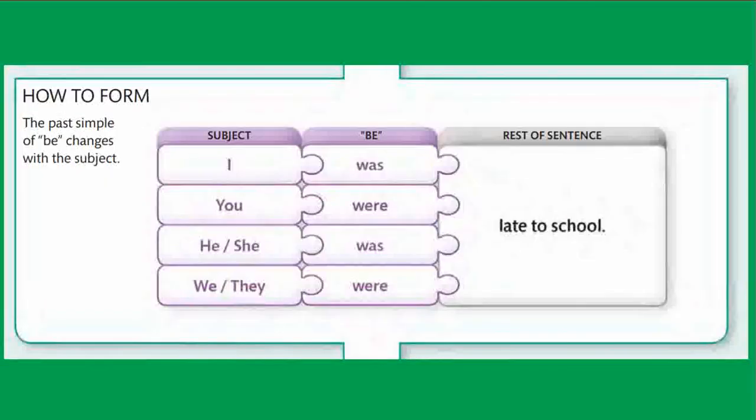Let us see the structure, how it is constructed, how to form it. The past simple be changes with the subject. I was late to school, so it will take was. You were, you will go with were only. You were late to school. He and she will take was. He was late to school. She was late to school. We and they will take were. We were late to school. They were late to school.